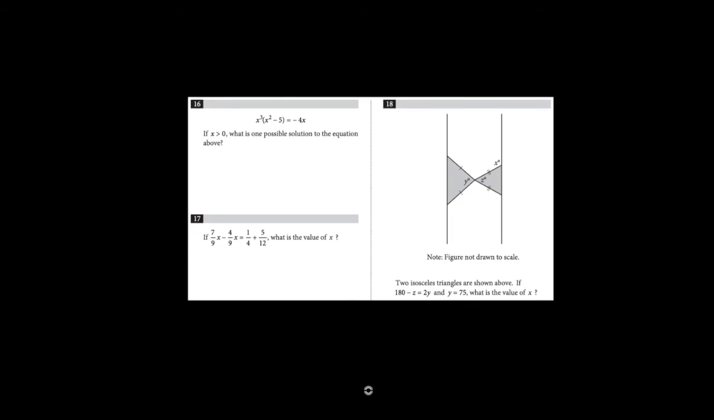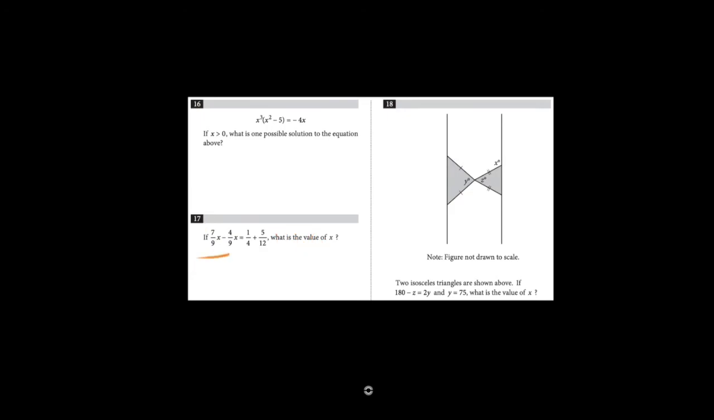Okay, next question. If 7 over 9x minus 4 over 9x equals 1/4 plus 5/12, then this one is to solve. So there's only one possible solution here since there's one x. So let's go ahead and do this. You could multiply everything by 36 since that's the least common multiple of everything in the denominator, but I think there's an easier way to doing this.